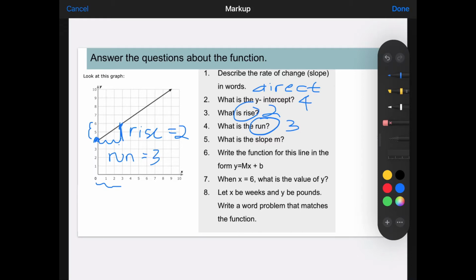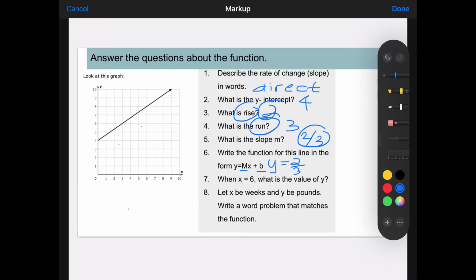Now we need to put those together to create the slope, denoted by the letter m. Remember, slope is equal to rise over run. So we take the rise, 2, and put it over the run, 3, and we see that our slope is 2/3. Note that 2/3 is already in simplest form, so it's our final answer. Now we can take the y-intercept of 4 and the slope of 2/3 and combine them to write our function. So we get y is equal to the slope, 2/3, x, plus the intercept, 4.